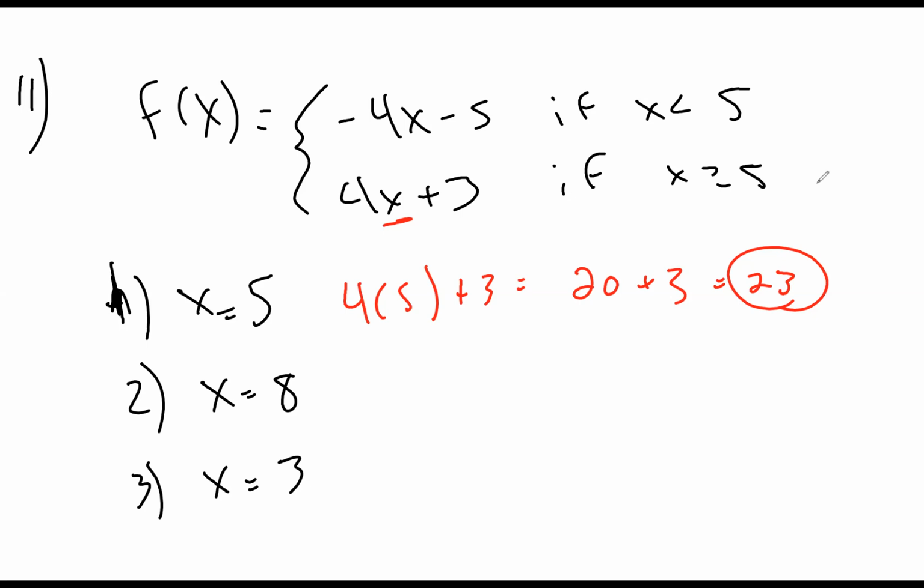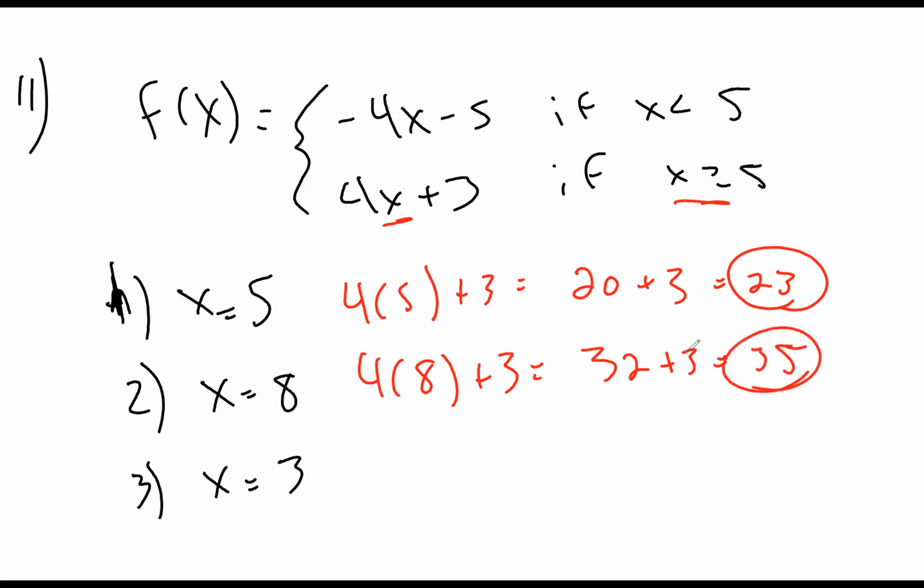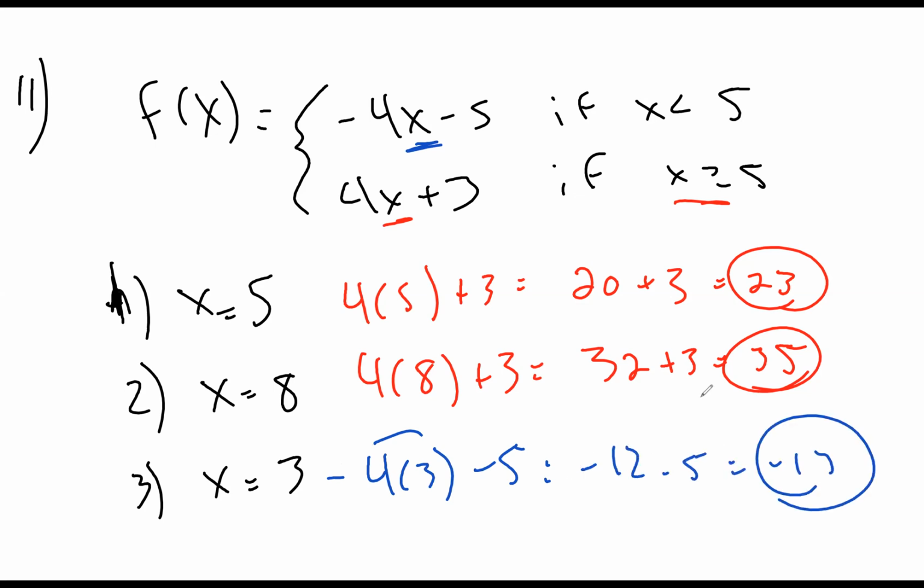Okay, the next one is 8. Is 8 less than 5? No. Is 8 greater than or equal to 5? Yes. So again I put it in the second function. I'm going to have 4 times 8 plus 3. Well, 4 times 8 is 32, and 32 plus 3 is 35. Done. And the last one is if x were 3. Is 3 less than 5? Yes. So I'm going to use this function for the first time. I'm going to have negative 4 times 3 minus 5. Negative 4 times 3 is negative 12, and minus 5 gives me negative 17. Done.